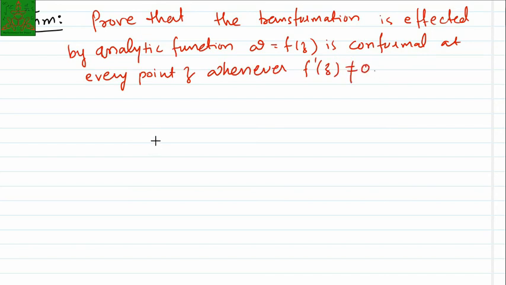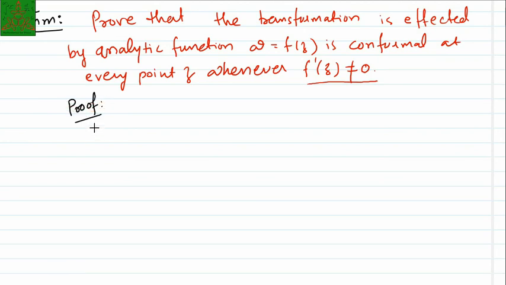So, effected by an analytic function, that means the function has to be analytic. If you want to say that this function is conformal, its first order derivative should be non-zero. If the first order derivative is non-zero, then we can say that it is a conformal mapping. Let us try to give the proof for that.